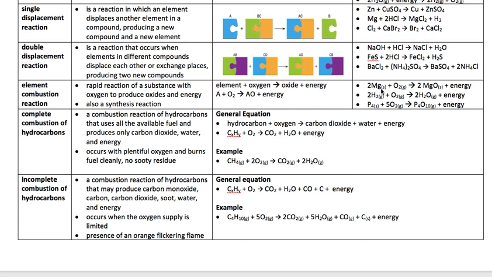So take a look at these examples here. So we have magnesium's a metal, reacts with oxygen, makes a metal oxide, magnesium oxide. Here's phosphorus, a non-metal comes in, reacts with oxygen, makes a non-metal oxide. Okay, and again, don't worry about the energy that's popping out here. So that is an element combustion because an element is coming in, reacting with the oxygen.